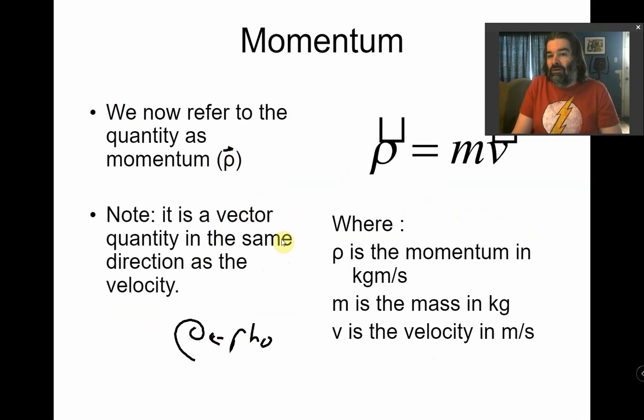Technically, it should have a little half arrow on top of it, but again, we're not going to worry about that because online it tends to turn into a square, which doesn't really help you. So rho, momentum, is mass times velocity. The unit is kilogram meter per second. M is the mass in kilograms, V is the velocity in meters per second. I may have made a mistake on a few of the future slides with putting a square there. Please ignore it if I did.